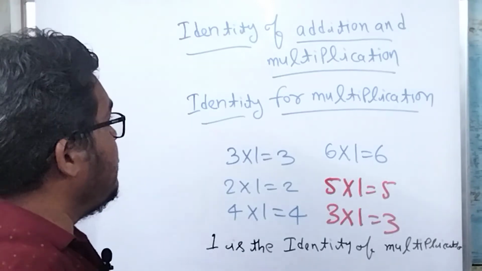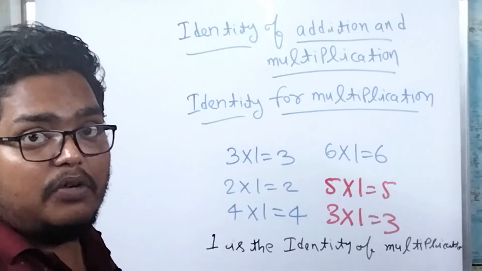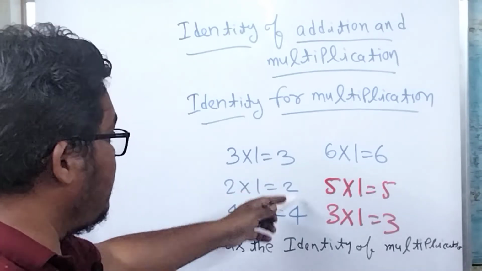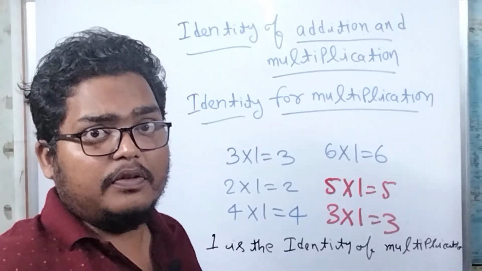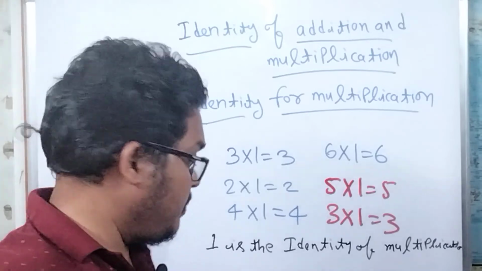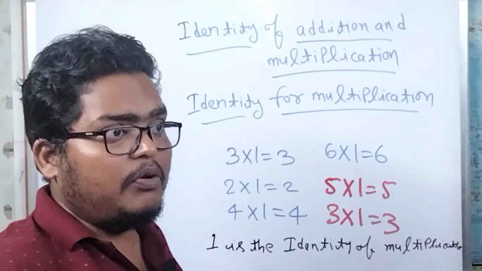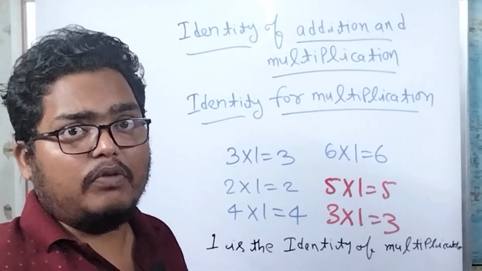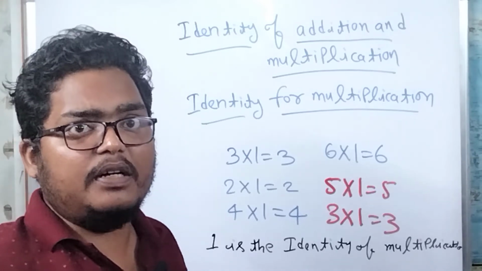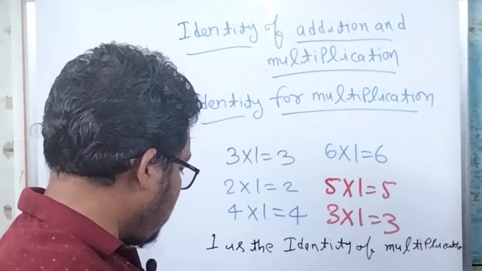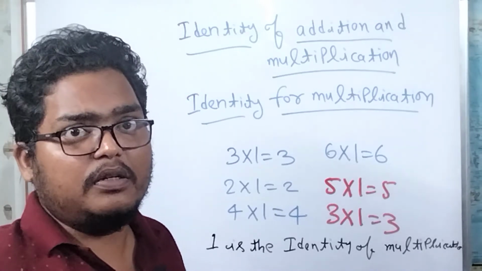Friends, in the identity of addition and multiplication, we see that 0 is the identity of addition and 1 is the identity of multiplication. We gave some examples. And friends, next we discuss the most important topic, factors and multiples. Friends, in our mind we always think about what a factor and its multiple are. Today we explain in detail what a factor and its multiple are.